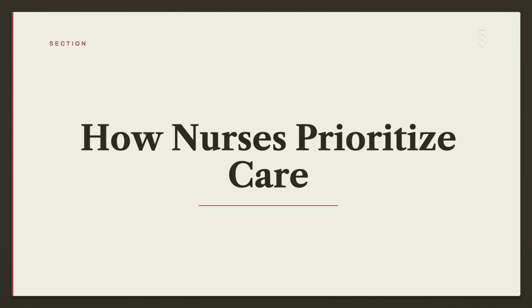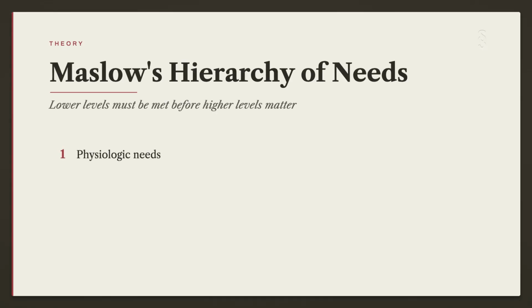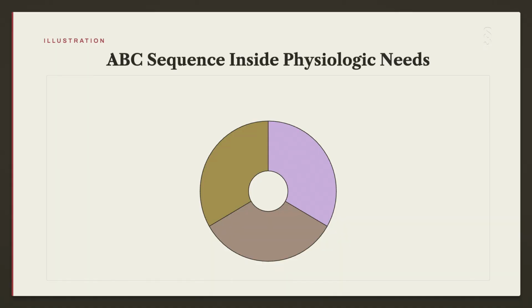When a client presents with several real needs at once, nurses need a reliable way to decide what comes first. Two frameworks solve this problem, and they agree with each other. Maslow's hierarchy stacks physiologic needs beneath safety, love and belonging, esteem, and self-actualization. The idea is simple. Needs that sustain biological life must be met before needs that make life meaningful can be pursued. Inside the physiologic tier itself, airway, breathing, and circulation form their own internal order.